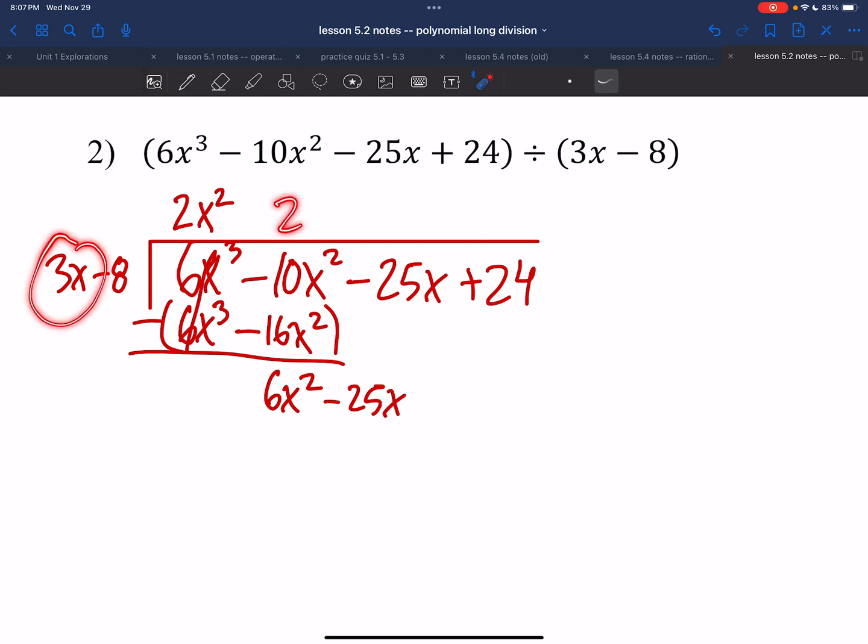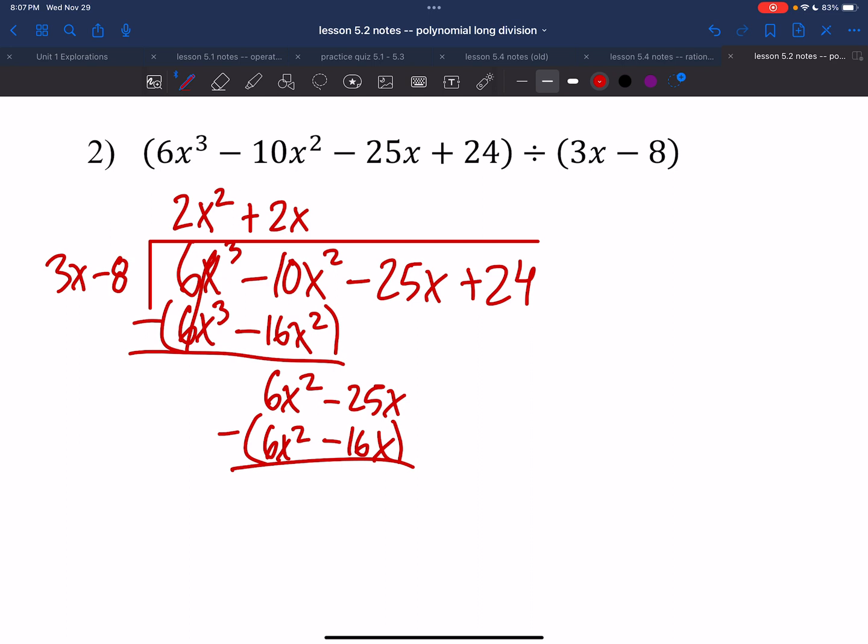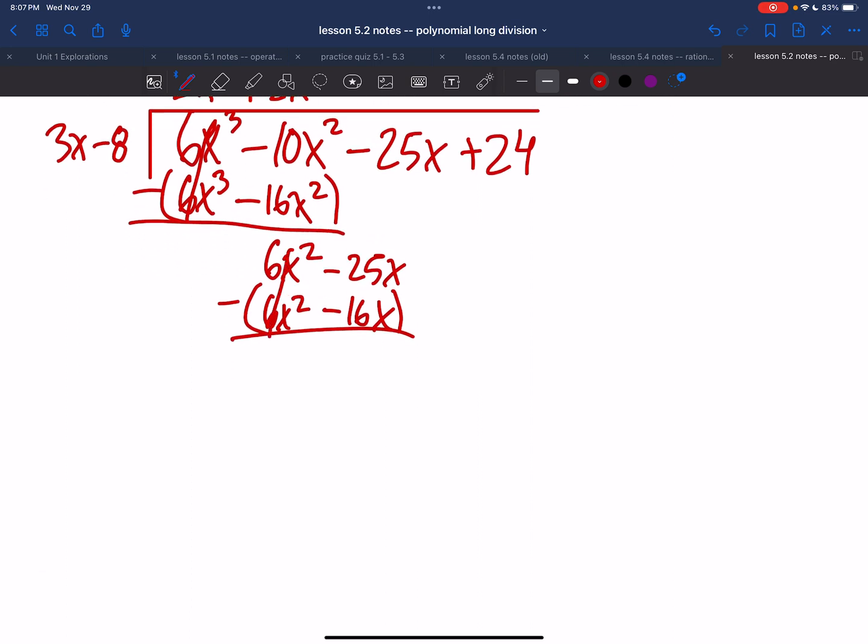3 times 2 is 6, and then I need another x here. So plus 2x, I get 6x squared. Negative 8 times 2x is negative 16x. Subtract. So that's gone. Negative 25 minus negative 16, that's negative 9x plus 24.